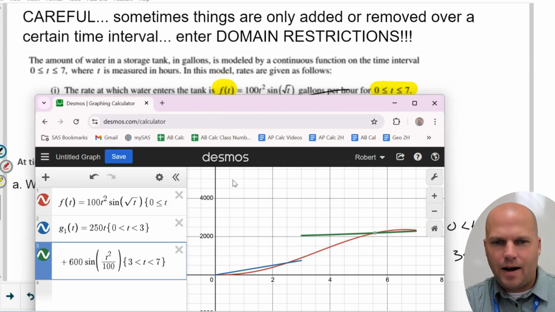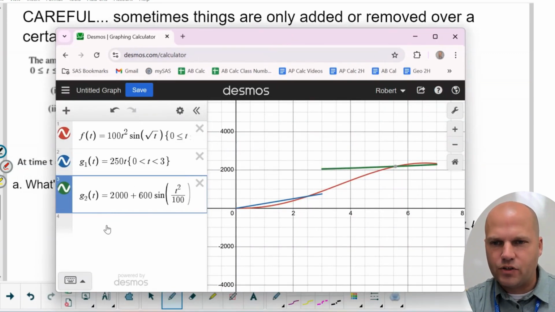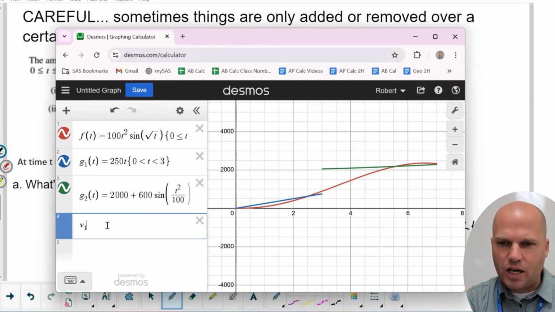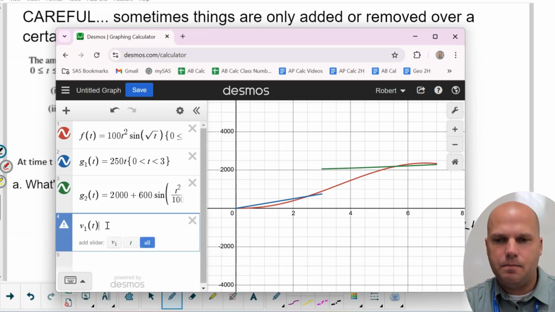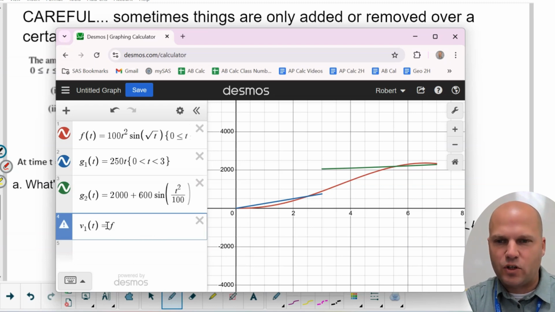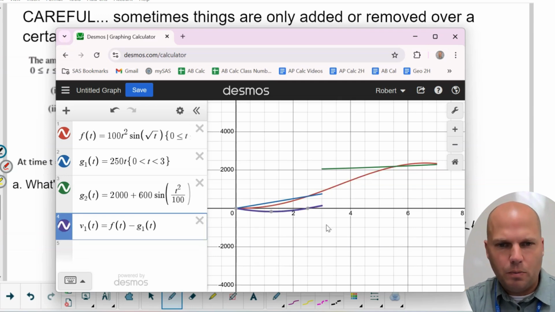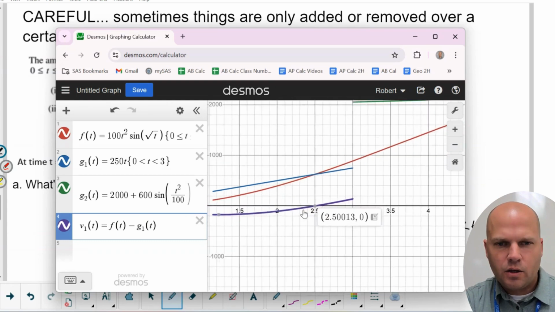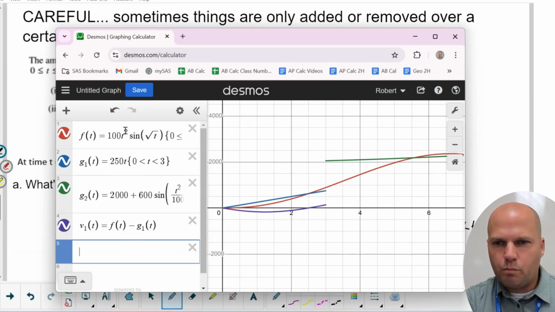Great. Now, I actually don't want to look at all three of these things at once because I want to look at my velocities, both of them playing with each other at the same time. So I'm going to say that my first velocity is f of t minus g1 of t. Boom. It graphs it perfectly over the interval in which we're using it. It stops at 3 because g1 is being used until 3.